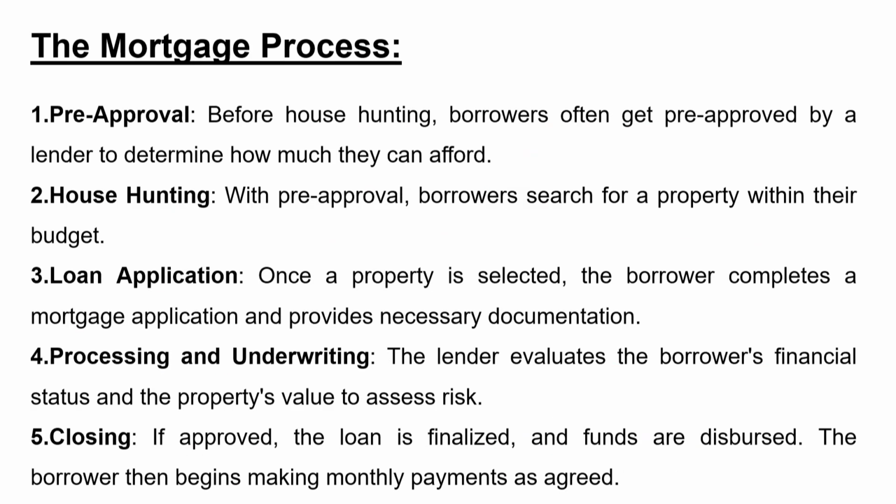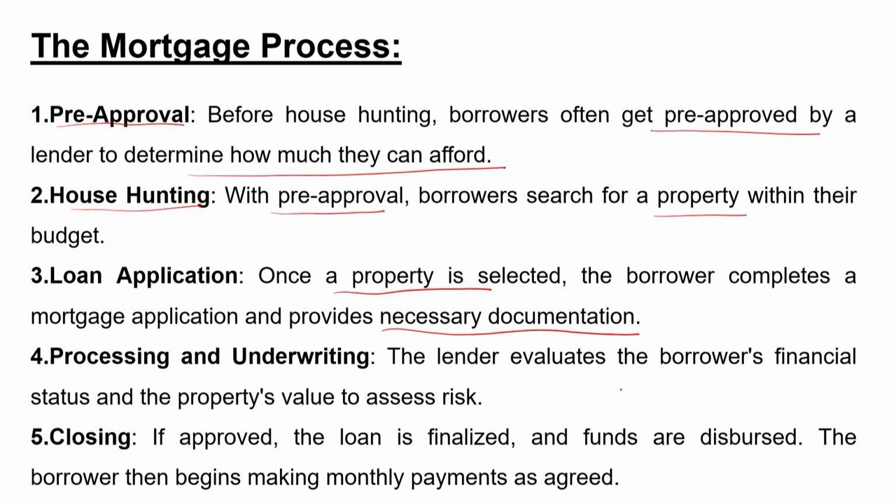Now the process of mortgage involves these different kinds of steps. First of all, pre-approval is taken from the bank. For the purpose of determining how much amount the bank wants to finance, you need to first get a pre-approval by the banking agency so that they can understand how much amount they need to sanction to you as a loan. After that, house hunting is done. That means with the help of the pre-approval, the borrower searches for a property within their budget so that they can purchase the house. Then the loan application is submitted to the bank and the property is selected, and after that necessary documentation is done by the banking company.